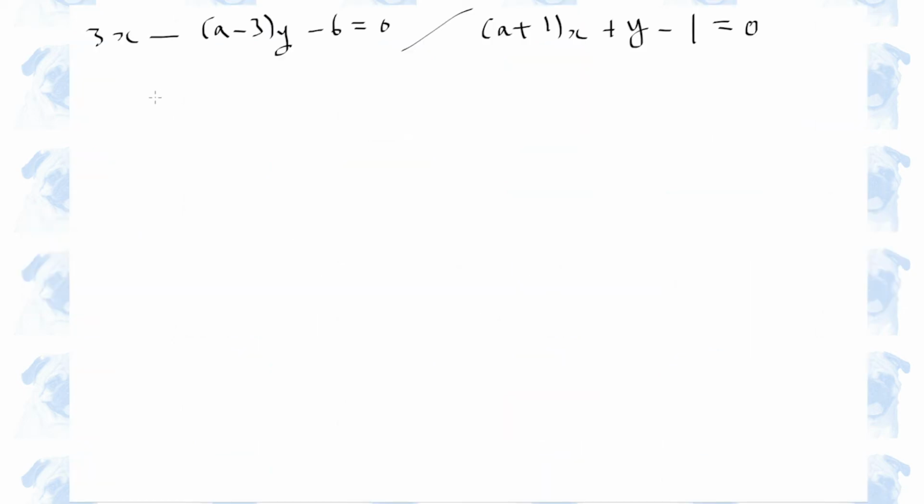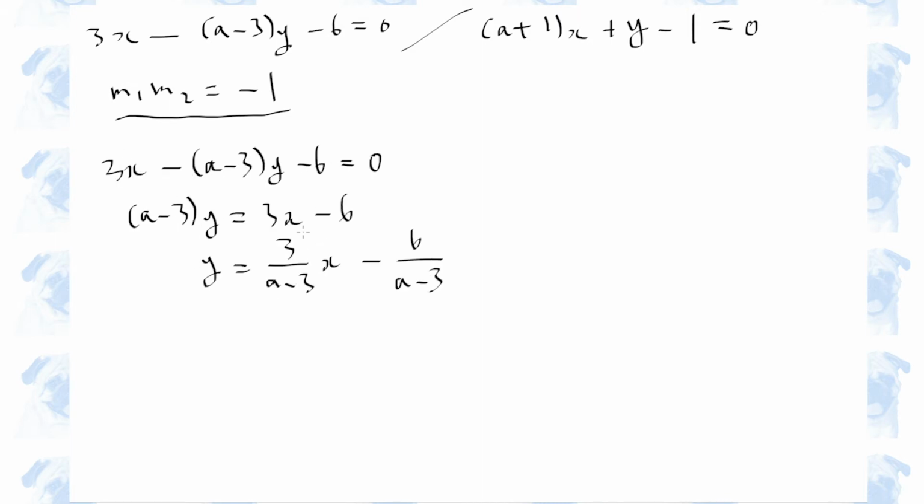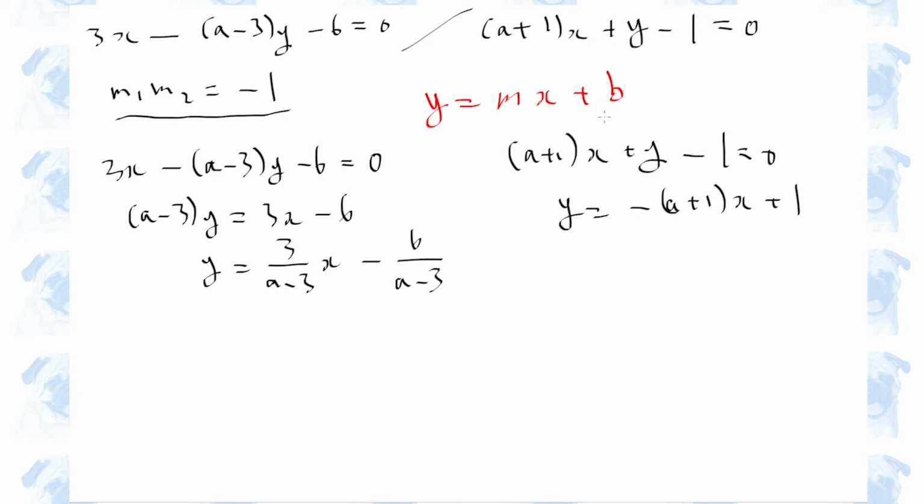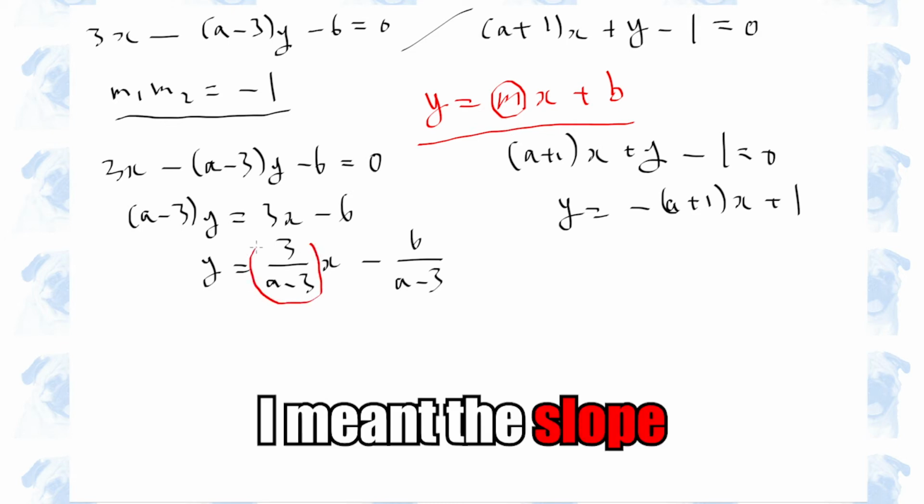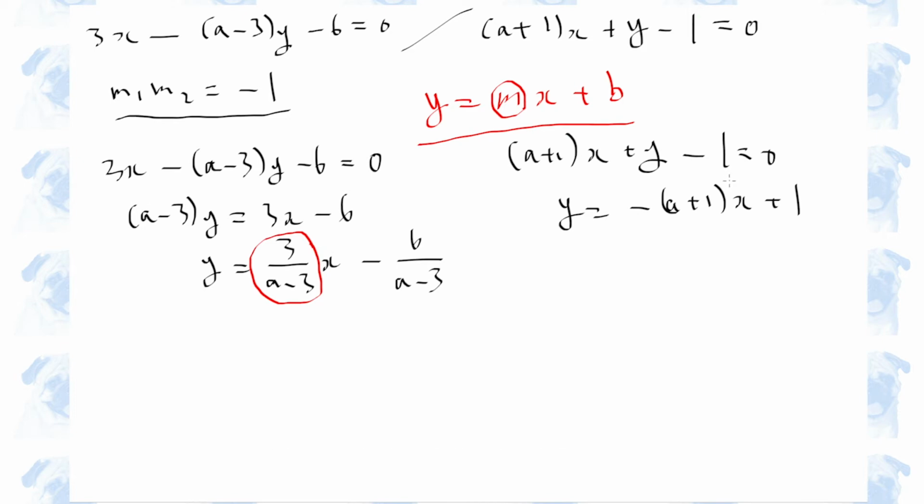When two straight lines are perpendicular to each other, then the product of the slopes of the two lines must equal minus 1. So let's rewrite each equation to find the slope. Now that the two equations are in this form, the coefficient of x is the slope. So this is the slope of the first line, and this is the slope of the second line. The product of these two is -1.